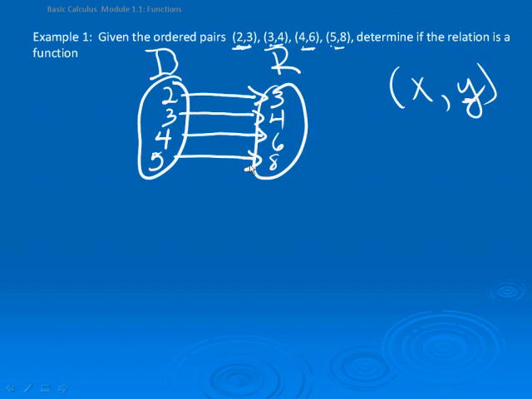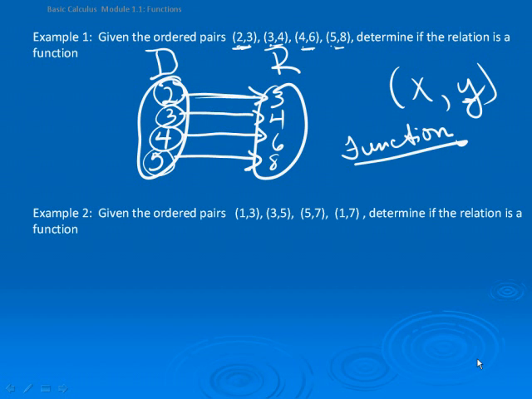Now, if you remember, the definition of a function stated that every element of the domain is mapped to one and only one element in the range. So if you look, 2 is only mapped with one element in the range, so 2 is good. 3 is only mapped with one element of the range, so 3 is good. 4 is only mapped with one element of the range, that's good. And 5 is only mapped with one element of the range. So all the elements of the domain are mapped to one and only one element of the range. Therefore, this is a function.